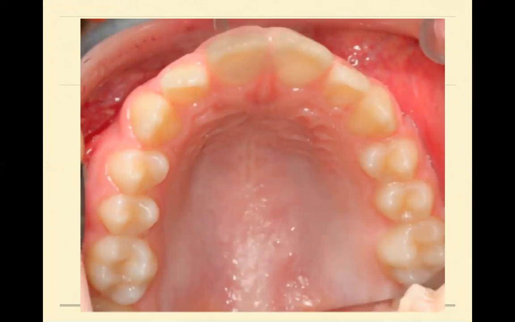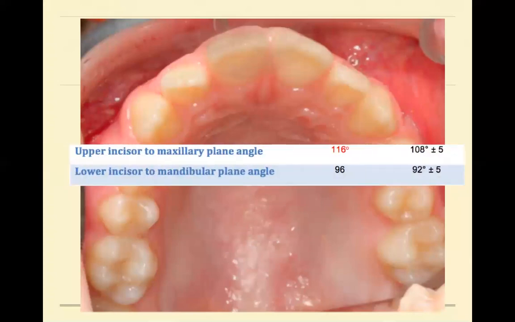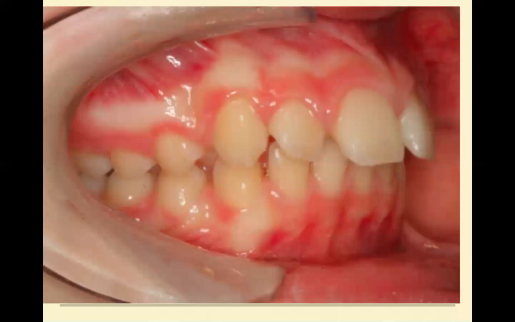However, in the upper arch, we have all the teeth present. We have mild spacing as well, slight rotation of the upper right lateral, but we have proclined upper incisors. If you look at the buccal segment relationship, you can see that we have 9 millimeters of overjet and a 3/4 unit class 2 canine.